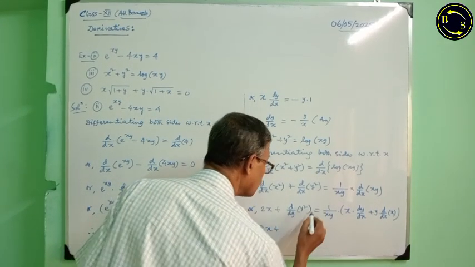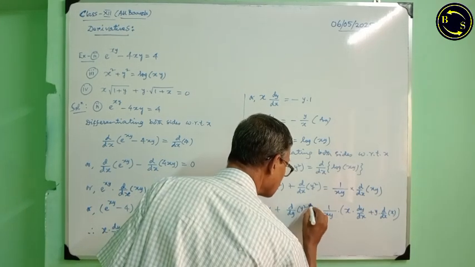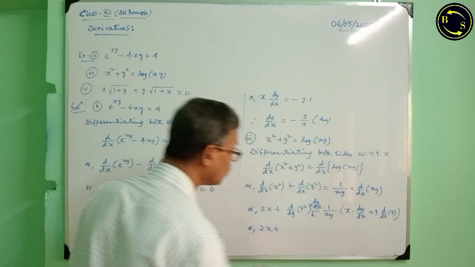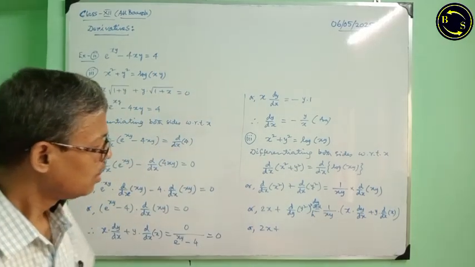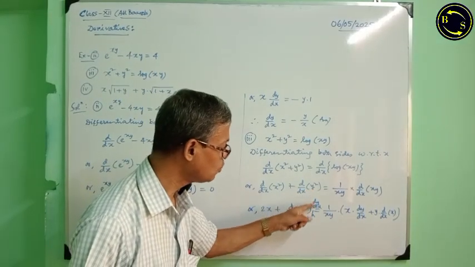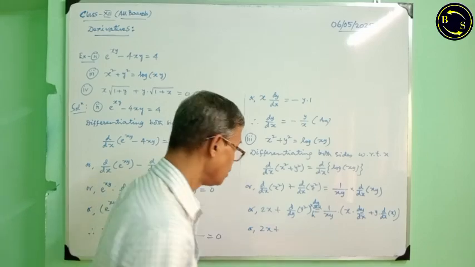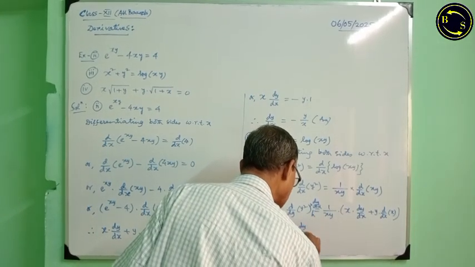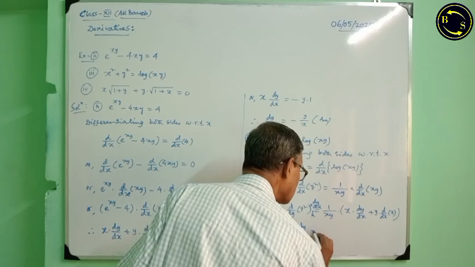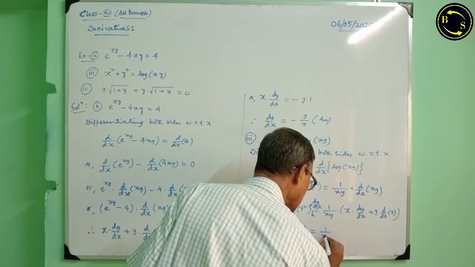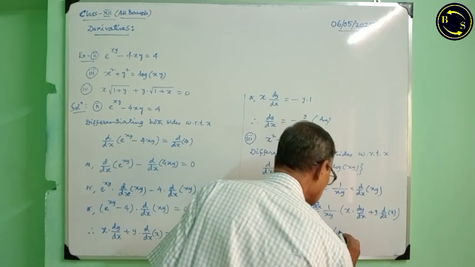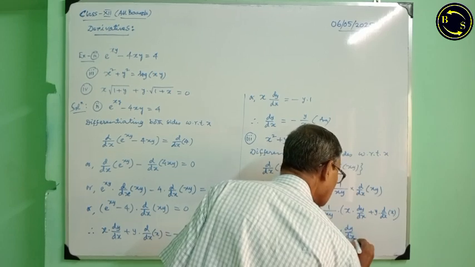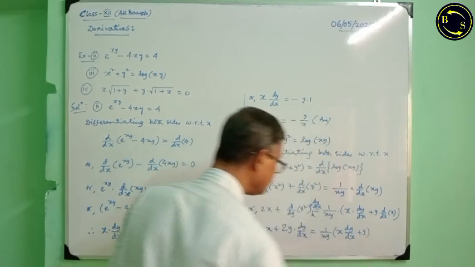2x, oh sorry, I missed one thing, dy/dx, chain rule, d/dy of y square into dy/dx, therefore this is 2y into dy/dx, that is equal to 1 by xy into x dy/dx plus y.